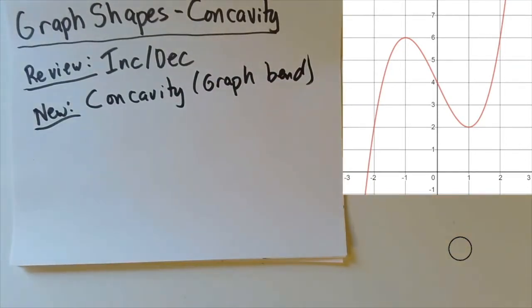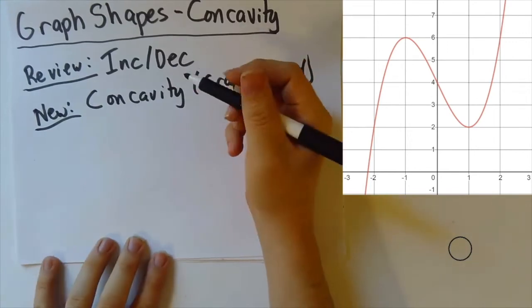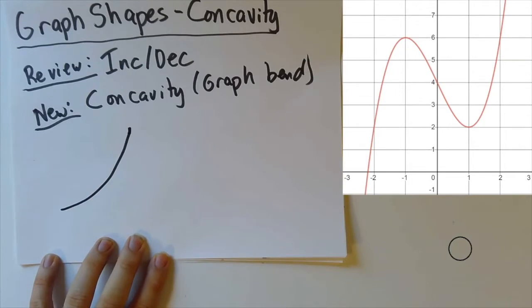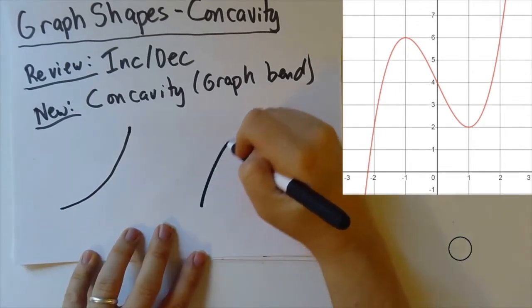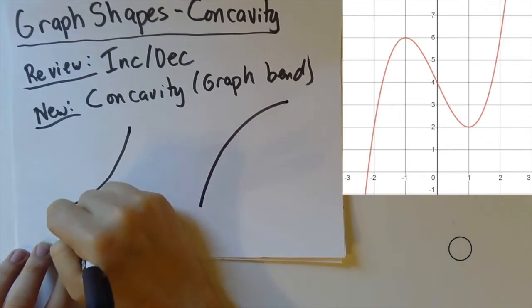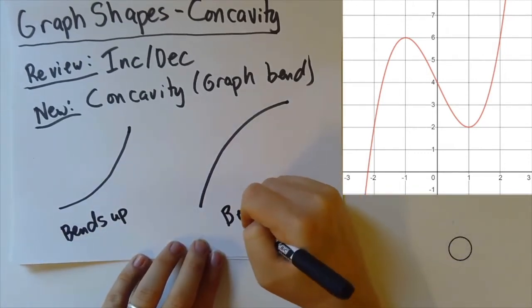Okay. And so in order to maybe clarify what I mean by bend, I want to show you two different increasing graphs. So this graph is increasing, and this graph is increasing, in that as the input increases, the output increases. However, they're shaped differently, and that's what we're trying to get at here. And so this one we would say bends up, and this one we would say bends down.